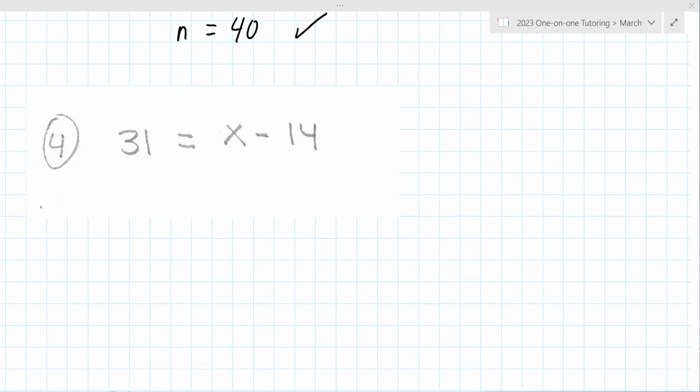X equals 17. Help me out here. Is the 14 being subtracted or added here? All right, it's being added. So you're going to add 14. It's being subtracted. Yeah, it's going to add 14.